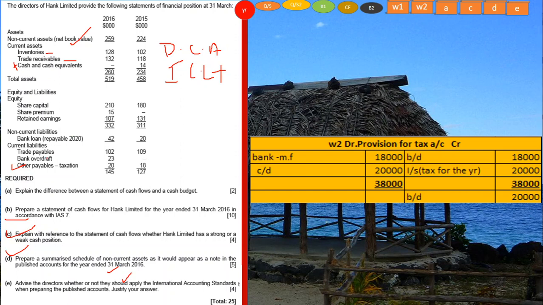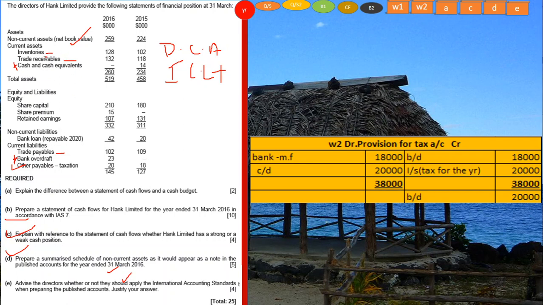Let's go down to liabilities. Trade payables is decreasing. Since trade payables is decreasing, we are going to do it minus, because an increase in current liabilities is added. Trade payables are current liabilities. Had it increased, we would have added. Since it's decreasing, it is minus. Now bank overdraft is a part of cash and cash equivalent, so nothing is going to be done here. I'll show you where this needs to be done.